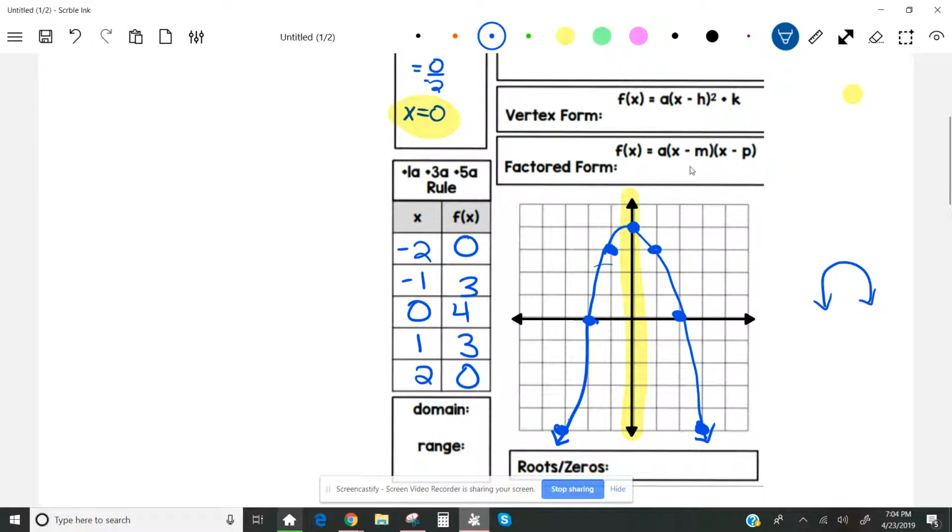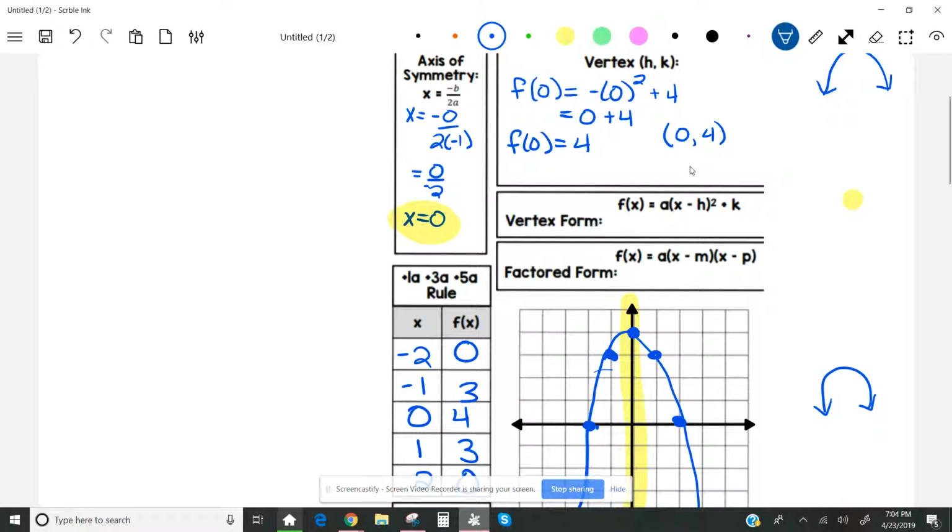So now we're going to go and write our equation in vertex form. So in vertex form, we need our a, and we need h and we need k. So h in this case is 0. k in this case is 4. So we have f of x equals, we know our a was negative 1, so this time we're going to put negative 1. Then we have x minus 0, so we really don't need to put that. And it's going to be squared, and then plus k, our k is 4. So we have f of x equals negative 1 times x squared plus 4.